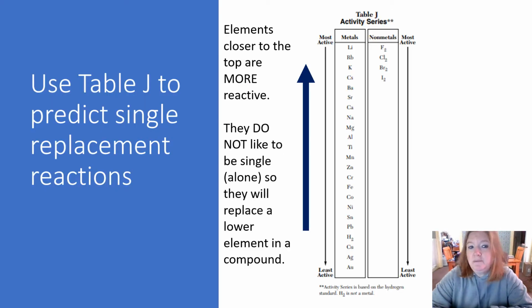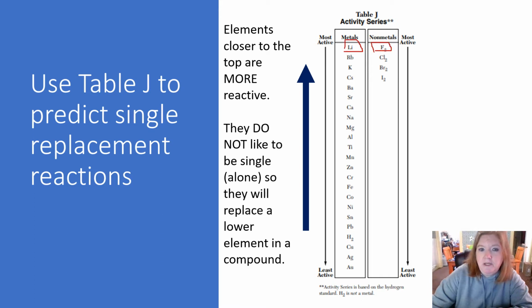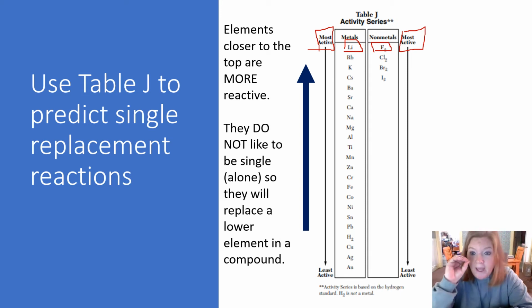Now, we use Table J to predict single replacement reactions. Elements at the top are more reactive: for metals, it's lithium, and for non-metals, it's fluorine. It tells you they're the most active, so you don't have to remember. They don't like to be single. The ones that are really active like to be partnered. So they will replace anything below them in a compound in a single replacement reaction.